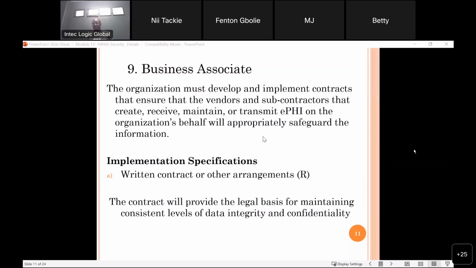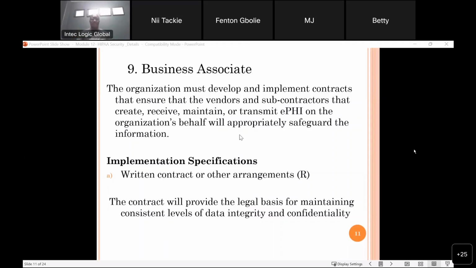Okay. Thank you. You're welcome. But if they are providing services to the organization and they are not going to have any access to PHI, there's no need to sign a contract. But some companies sign just to be on the safer side, right?